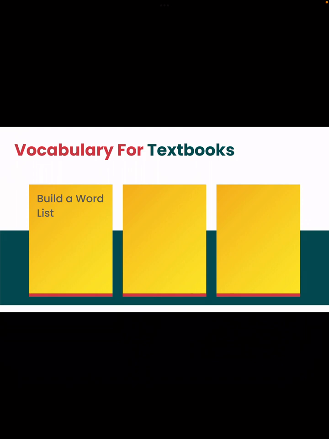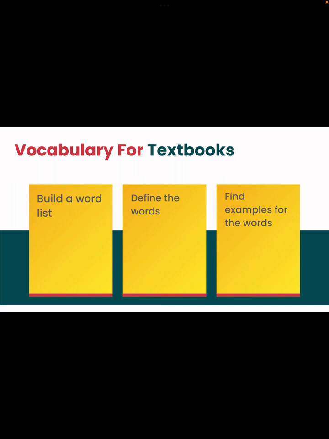To sum up, vocabulary for textbooks. Number 1, build a word list. The more thorough, the better. Number 2, define the words. And then after you define the words, read the text. Read that section of text. And lastly, find examples for the words in the text.